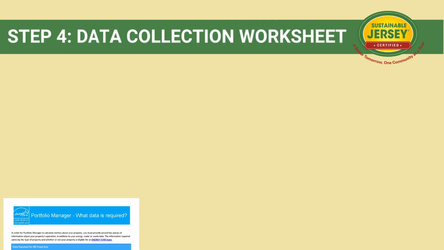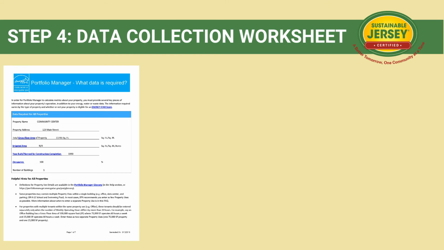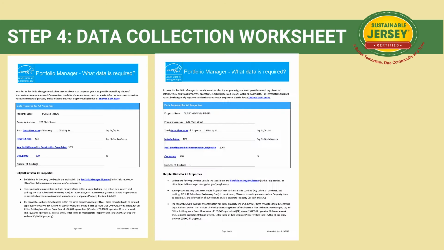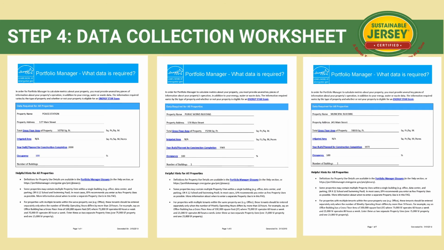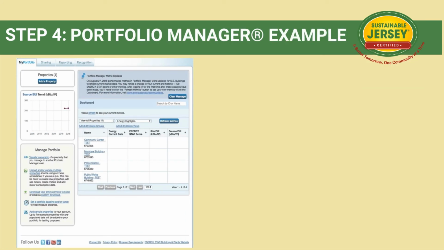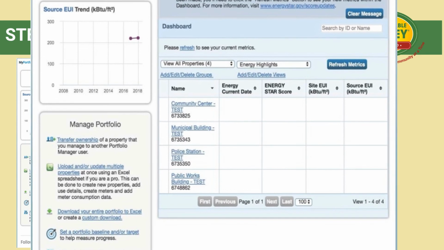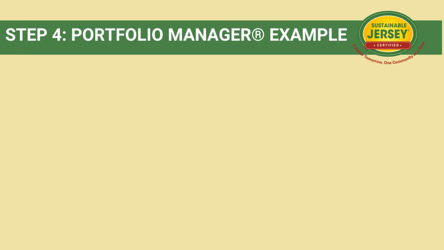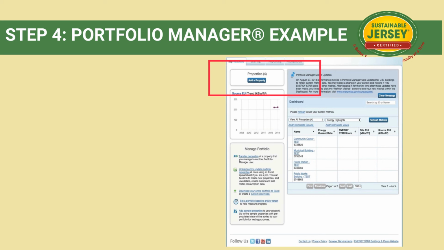We created data collection worksheets for each building in our sample building portfolio. In addition to our community center, we also have a police station, a public works building, and a municipal building. You'll need to enter all of the data for each of your buildings into your selected energy tracking and management system. Here on Portfolio Manager, this first sheet is the summary of our Portfolio Manager profile. As you can see, we've entered our 4 properties: the community center, the municipal building, the police station, and public works. To add a building, simply click the Add a Property button at the top left of the page.